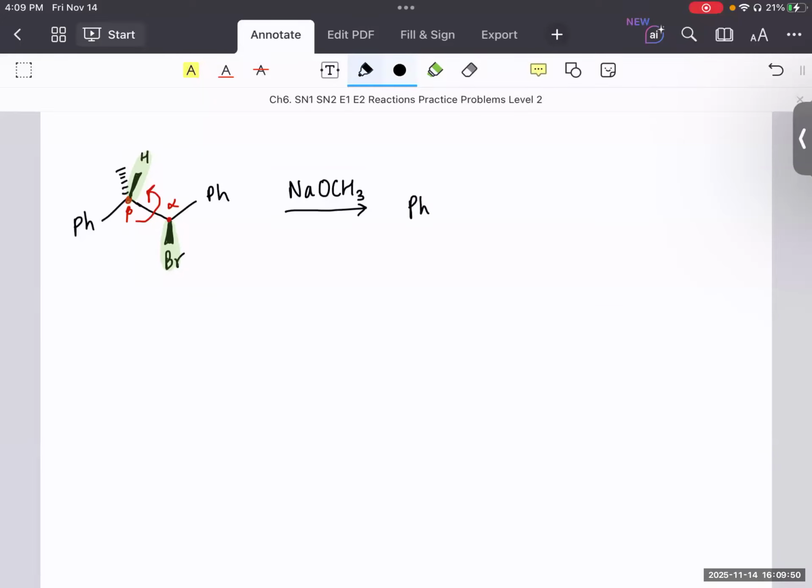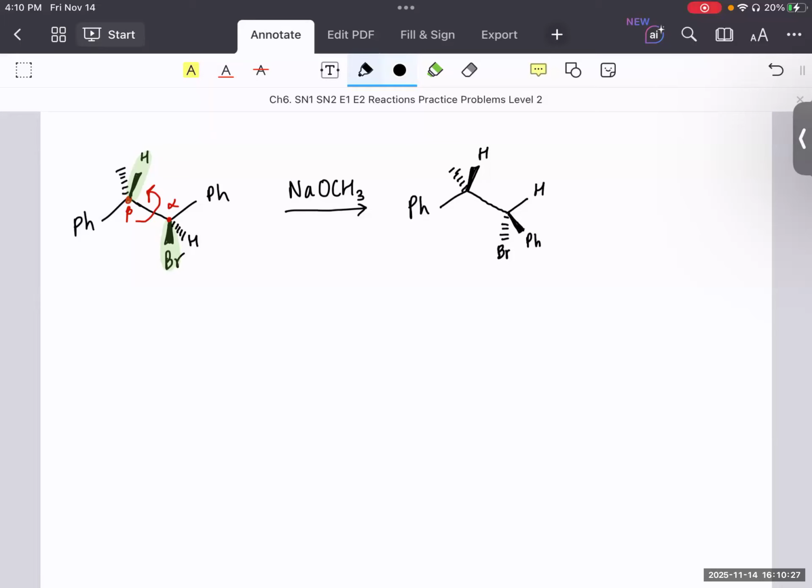And I'll just redraw it to the right here, where we keep the left side the same. But then we rotate that bottom carbon around so that the bromine is dashed. So I'll draw in the hydrogen here on the right carbon too, just so we can keep track of it. And so what that changes is that this hydrogen ends up being in plane, and that phenyl ends up being wedged when we rotate.